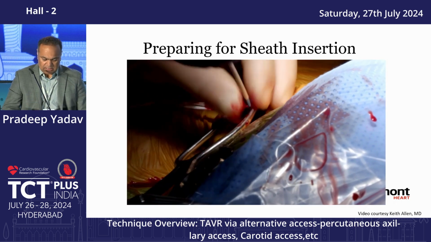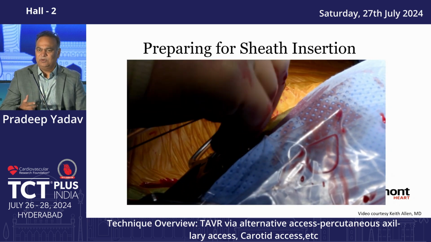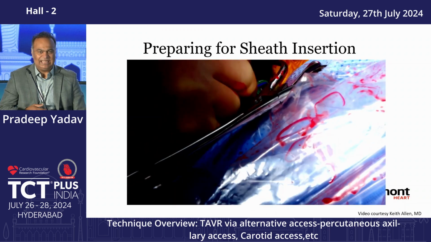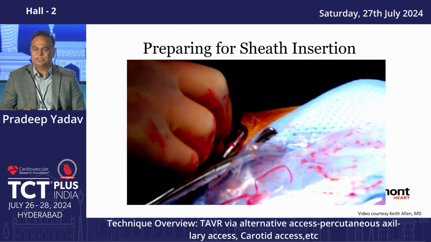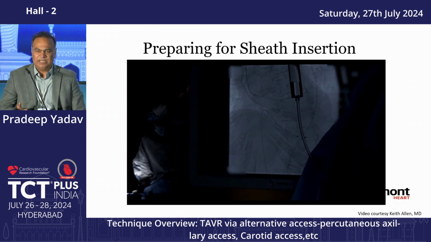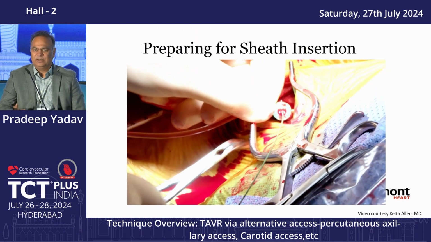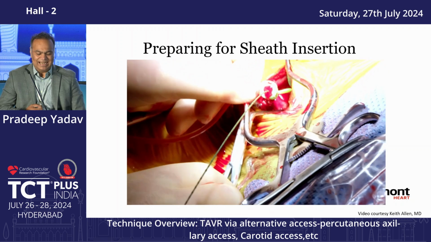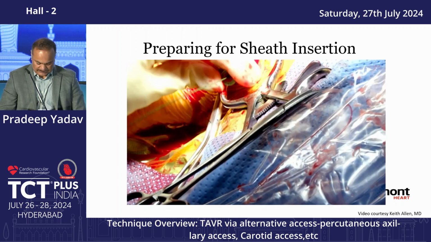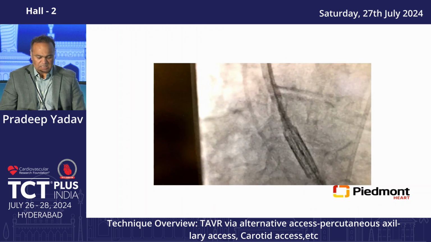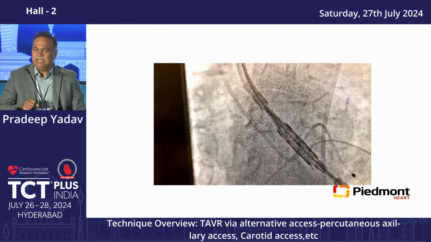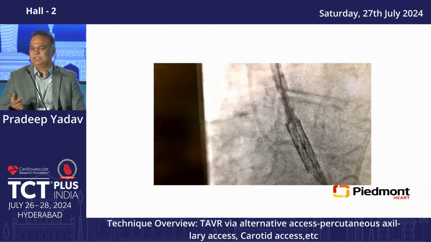Puncture it with a regular needle, put a wire in, put a small sheath in, and then cross the valve just with a 6 or a 7 French sheath, either JR or multi. And once the wire is in the ventricle, you can put a Safari or whichever wire you're using, and then take the sheath out and place the big sheath in. Once the big sheath is in, you can advance your valve in.